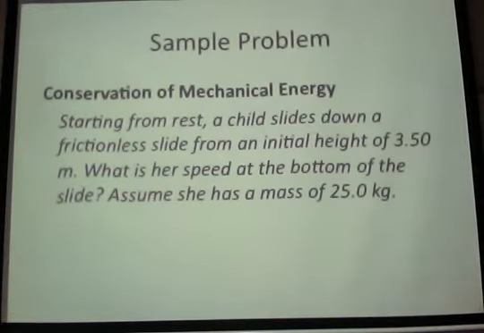That tells us initial velocity is 0. From an initial height of 3.50 meters, so height initial, 3.50. Mass is 25.0 kilograms. We're looking for her speed when she gets to the bottom of the slide. At the bottom of the slide, she'd have a height of 0, so we'll say height final is equal to 0. And the question is, what's her speed at the bottom of the slide? So we are looking for v final on this problem.